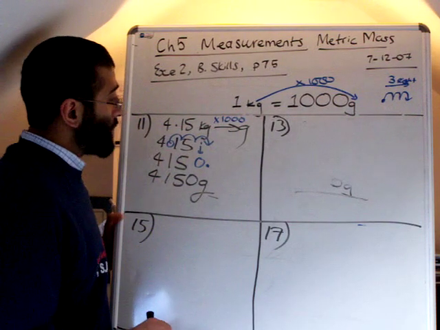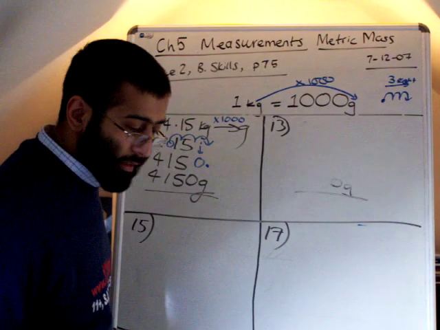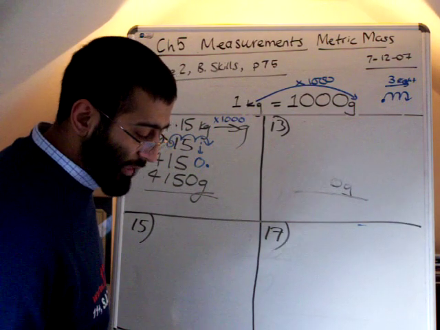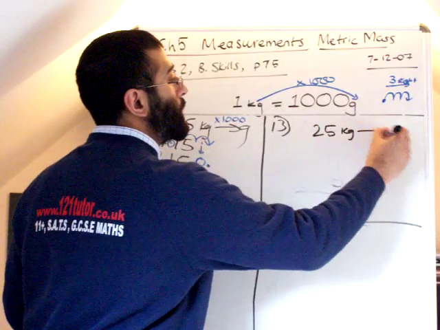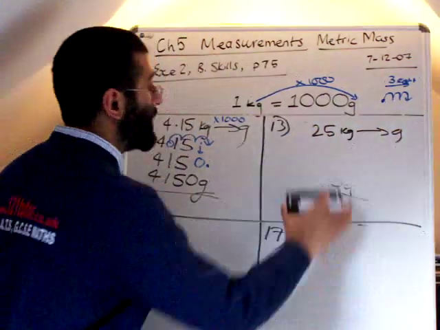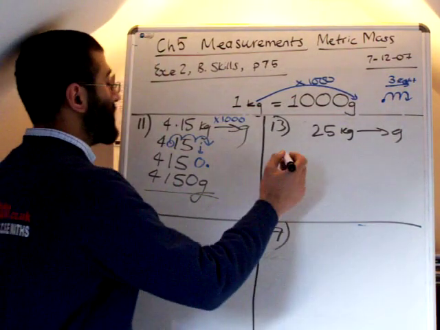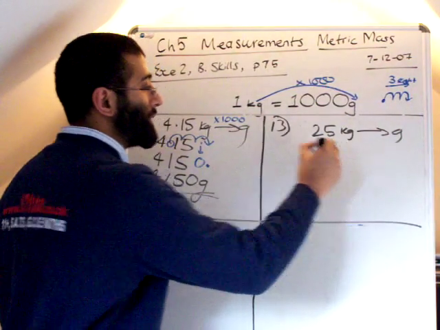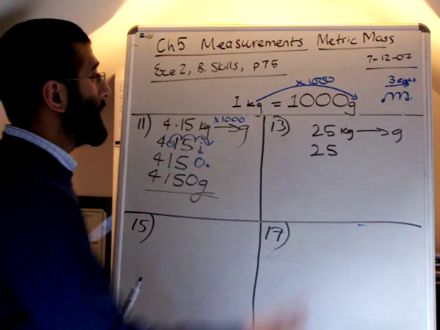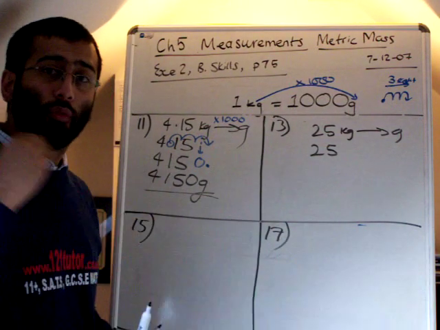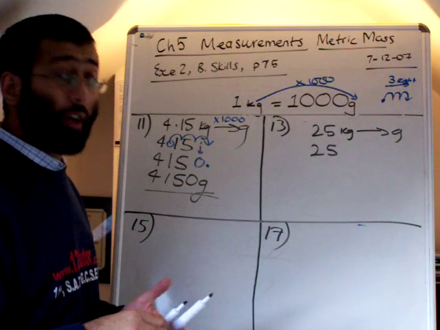Now, let's have a look at question number 13. Number 13 is 25 kilograms. So we have 25 kilograms. We're changing those into grams. Okay, so we have 25. We copy it down on the next line. Now, look at this question. We don't have a decimal point, because the method relies on getting the decimal point and moving it to the right. Why does it not have a decimal point?